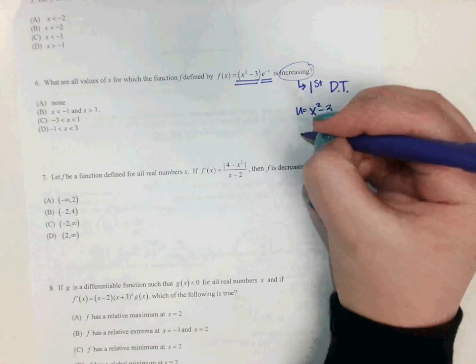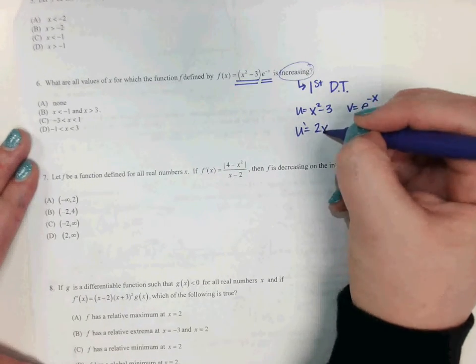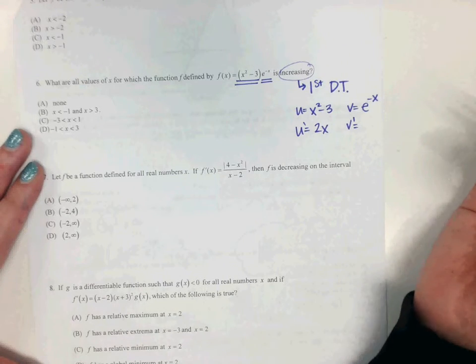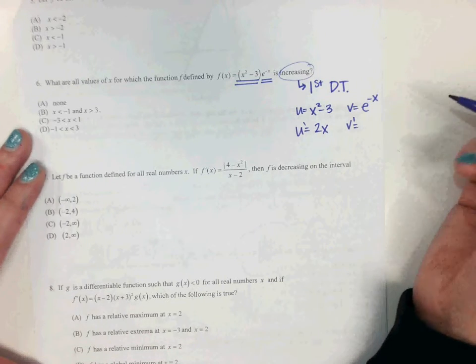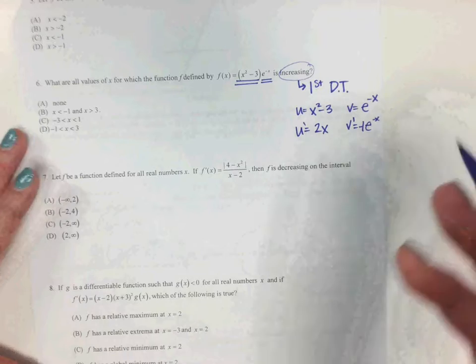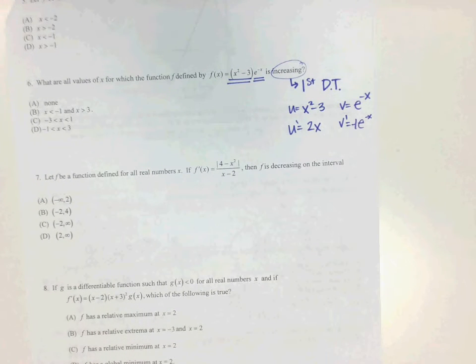Okay, what is u prime if u is x squared minus 3? What is v prime, chain rule? It'd be e to the negative x times what derivative? Negative 1. Now, I'm going to put the negative 1 in the front, but where does that come from? That's the derivative of the core exponent. So if it's a negative x, the derivative of that is a negative 1.